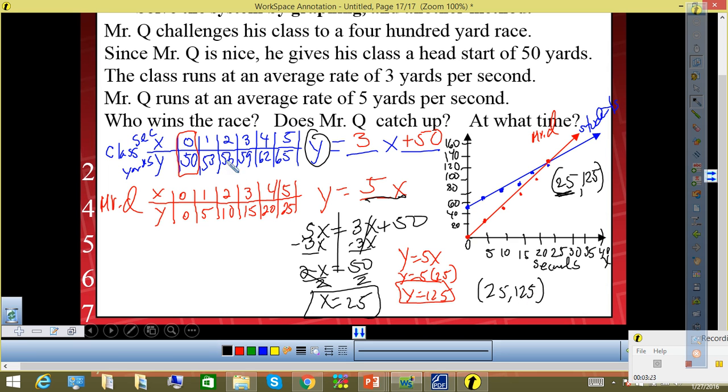So it would be a statement. It says, who wins the race? Does Mr. Q catch up? And at what time? Who can give us a statement? Think about it. What would be a statement to answer those three questions? Chris B, go.